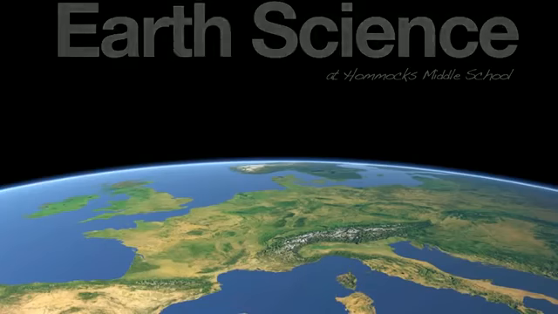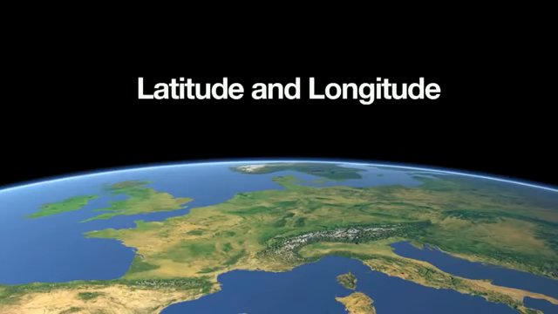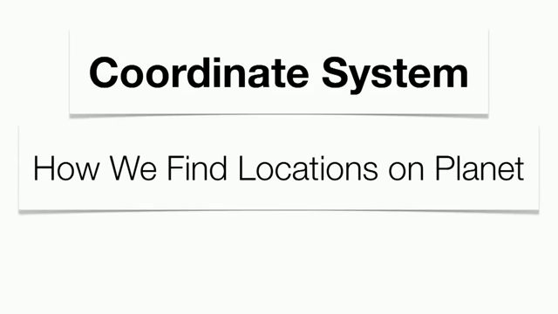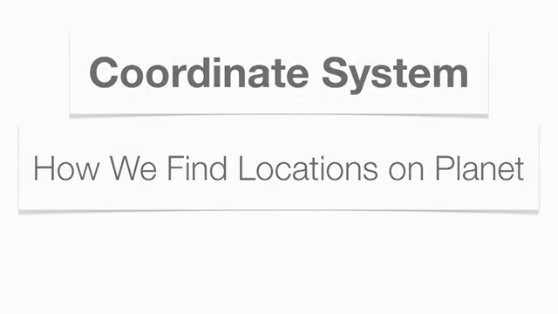Today we're going to be talking about the concept of latitude and longitude. Together, latitude and longitude make a coordinate system. Latitude values north and south, longitude values east and west, they're going to help you determine any location on the planet. Let's look at them individually.